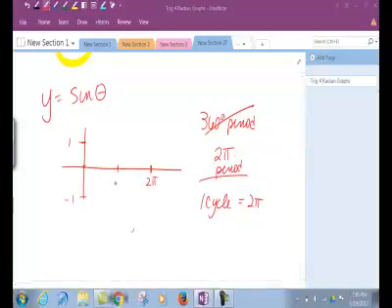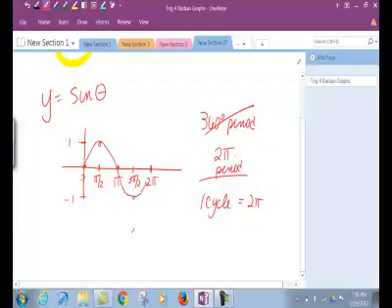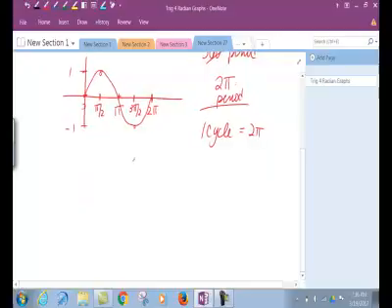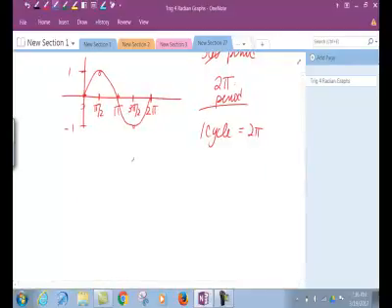Still do the midpoints. You guys are good at midpoints. Halfway between 0 and 2 pi is pi. Halfway between 0 and pi is pi over 2, and this is 3 pi over 2. Okay, so then we just simply put in the points that represent the nice smooth sinusoid curve. All right, not bad. Let's go ahead and do the cosine, and then we're ready to transform it.